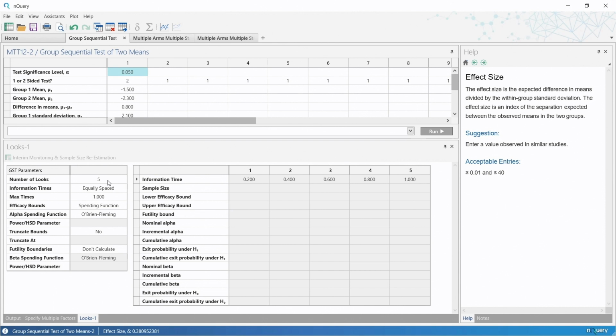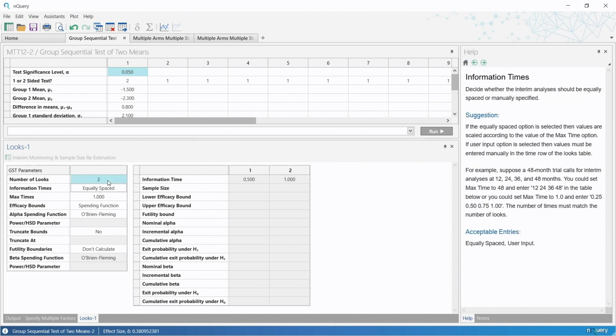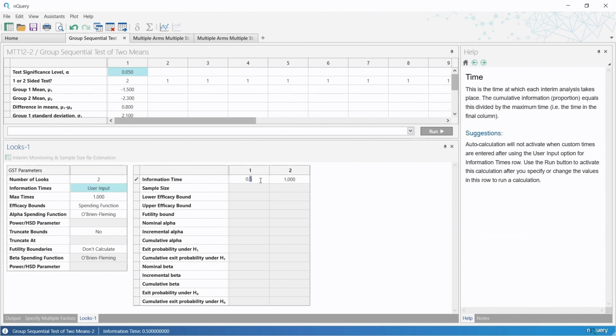In this particular example, the researchers had a single interim analysis, which meant that there was 2 looks in total. And these were equally spaced, meaning that after 50% of the data was collected, they would do an interim analysis. If we wanted to use a custom approach, we could select user input from this row and then enter these into the table on the right hand side manually.